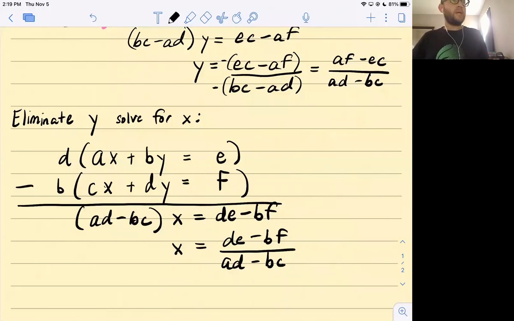Oh yes, Kanjit, if you wrote BF minus DE, your denominator should be BC minus AD. So it's okay, if you have a fraction and there's a subtraction in the numerator and a subtraction in the denominator, it's okay if you switch the order of the subtraction as long as both the numerator and denominator are switched.